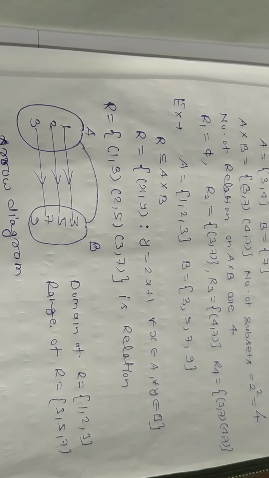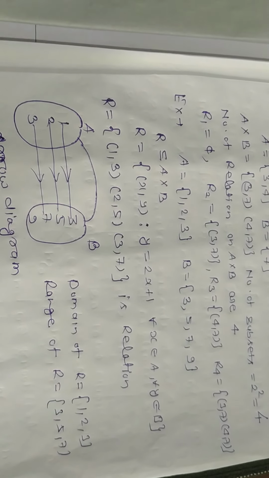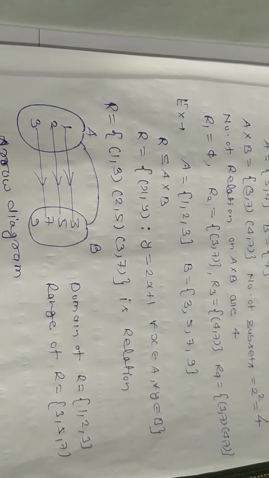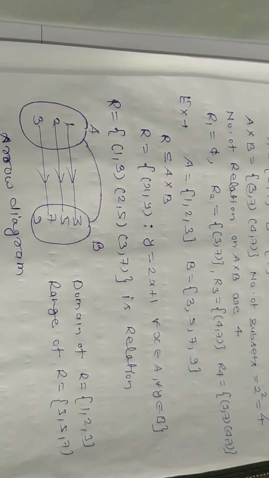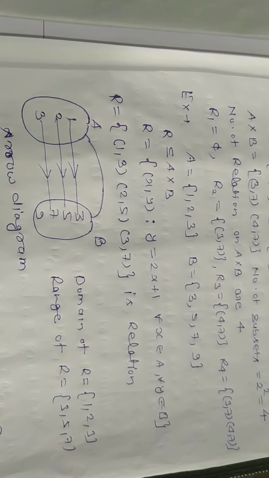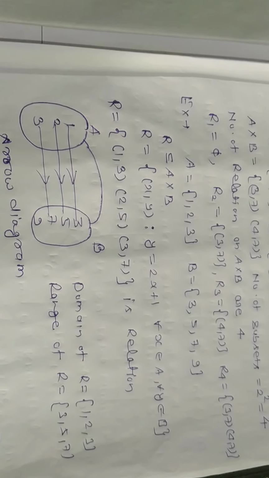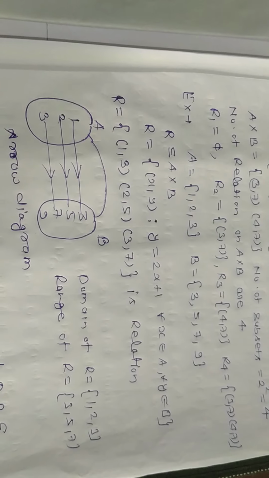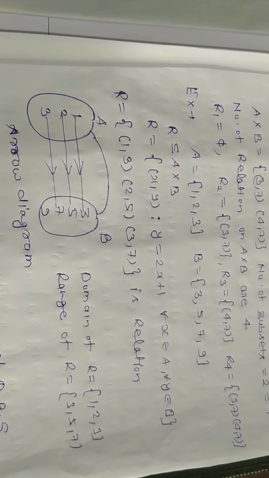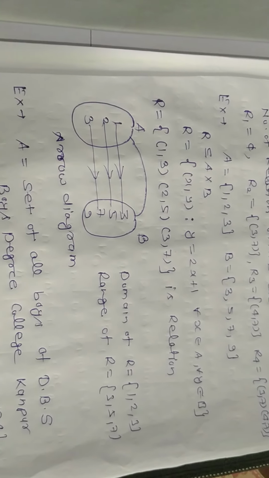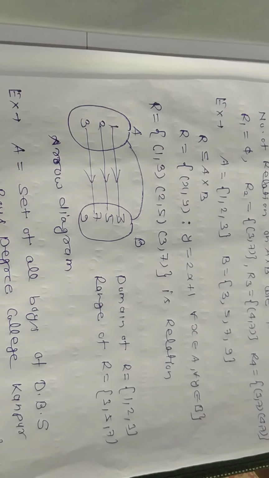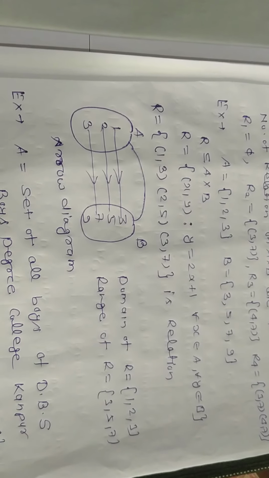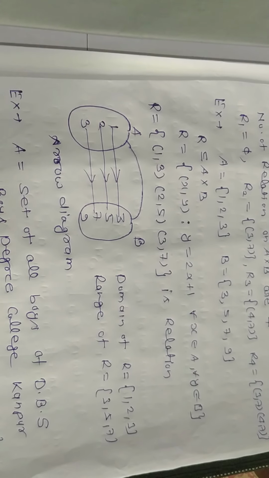For example, A is equal to {1, 2, 3} and B is equal to {3, 5, 7, 9}. R is a subset of A cross B. R as a relation is given here in set-builder form: (x, y) such that y is equal to 2x plus 1. That means the value of the second component is 1 more than twice the first component, for all x belonging to A and all y belonging to B. I have written R as (1,3), (2,5) and (3,7). You can see 1, 2, 3 belong to set A and 3, 5, 7 belong to set B in the relation.